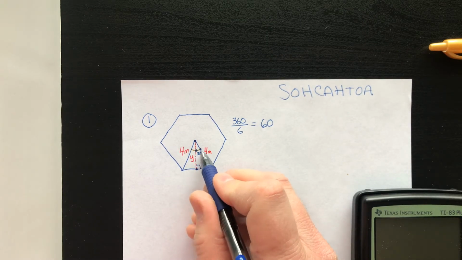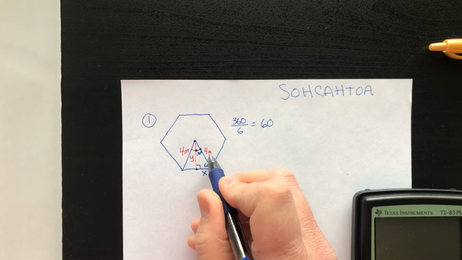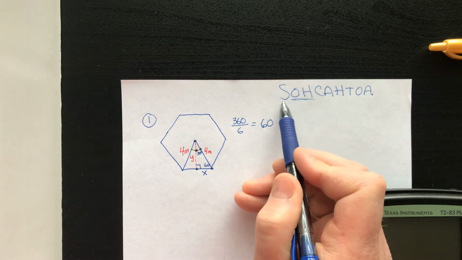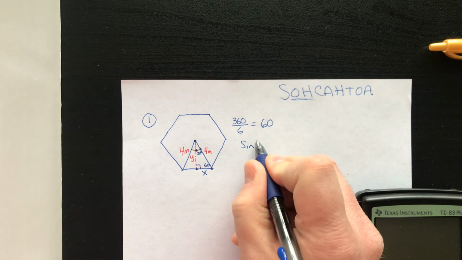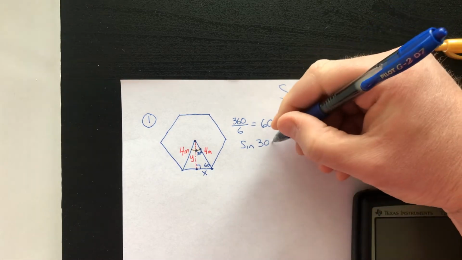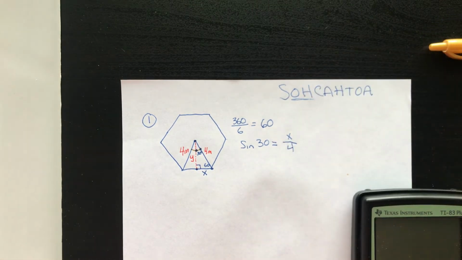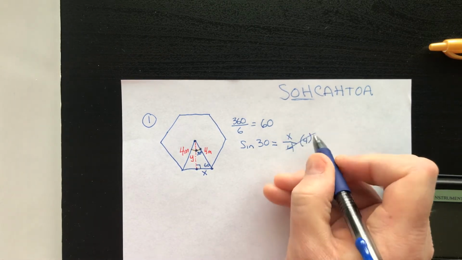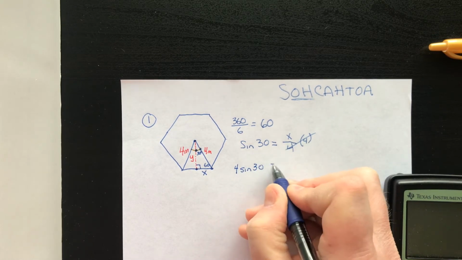So I'm going to put the praying mantis down on the 30. So I'm focusing on the 30 degrees, and this side length then would be my opposite side, and this would be my hypotenuse. So I come up here, opposite and hypotenuse uses the sine. So the sine of 30 degrees is equal to x over 4. I'm going to multiply 4 on both sides. Those cancel. So I have 4 sine of 30 degrees is equal to x.